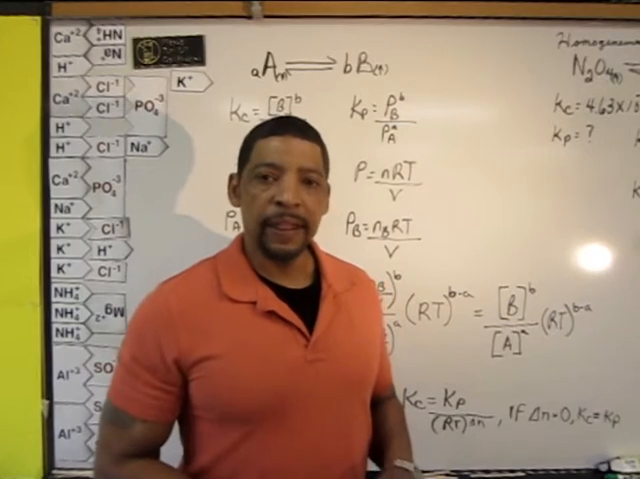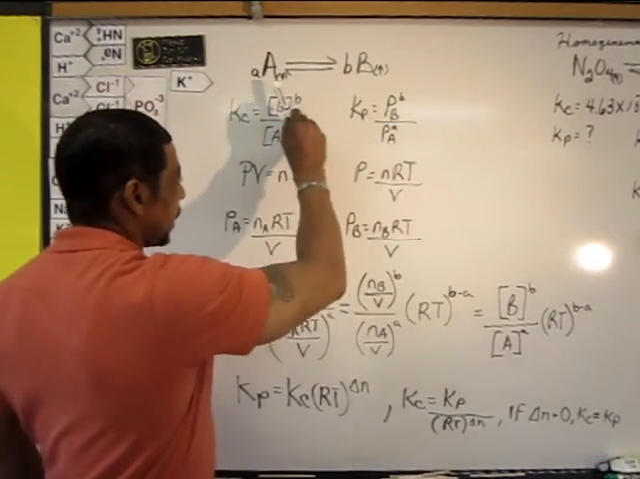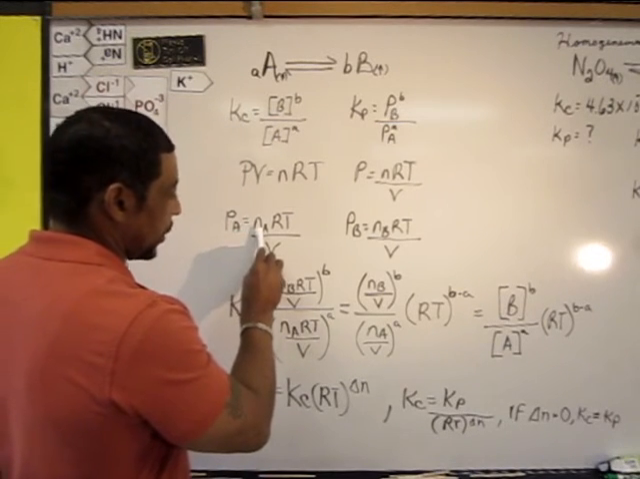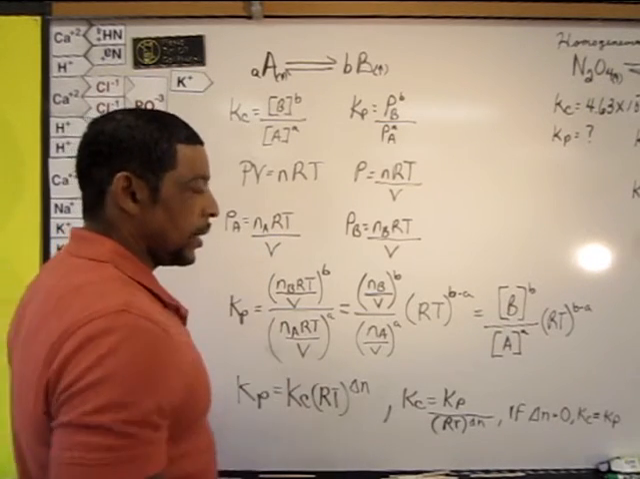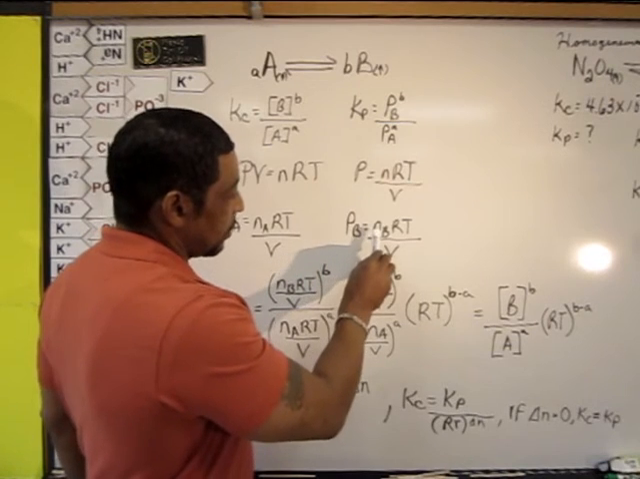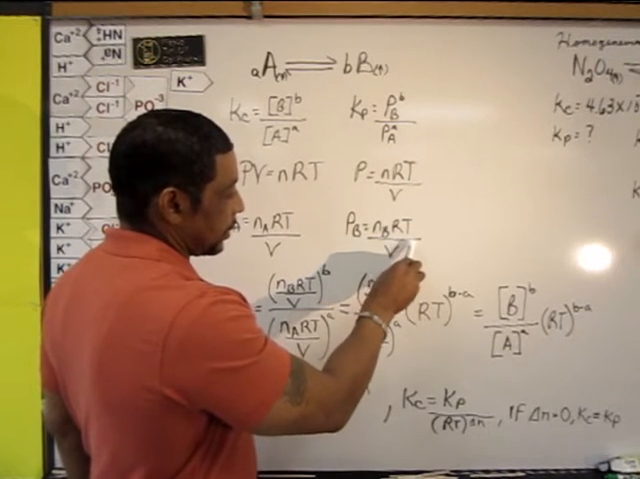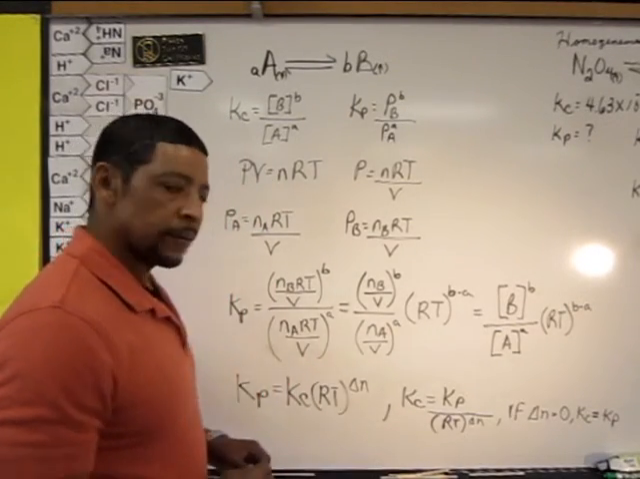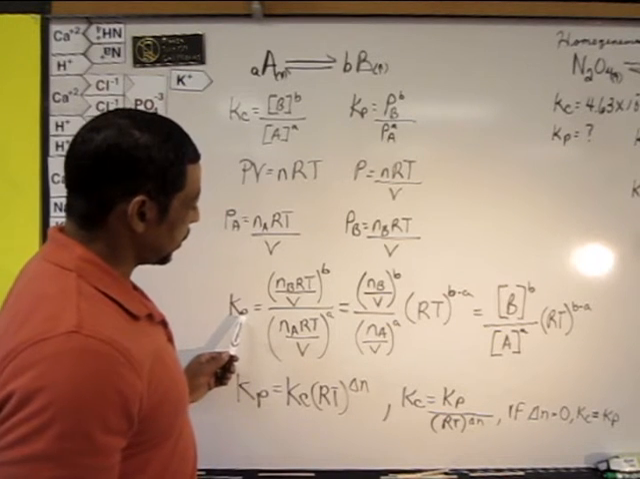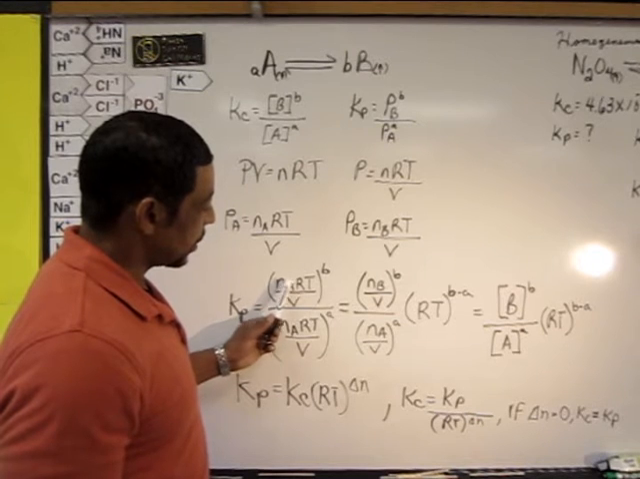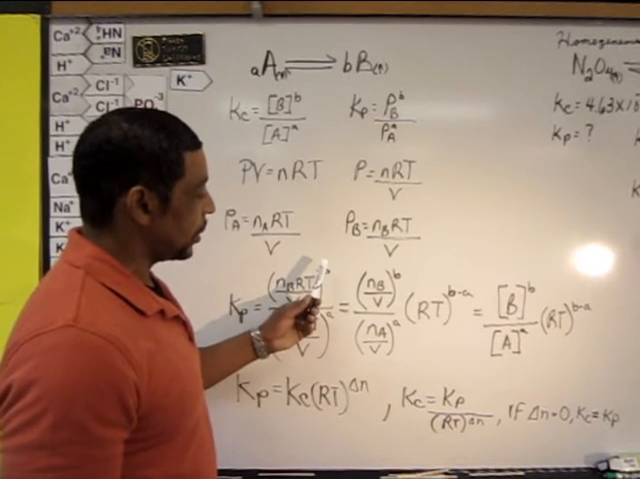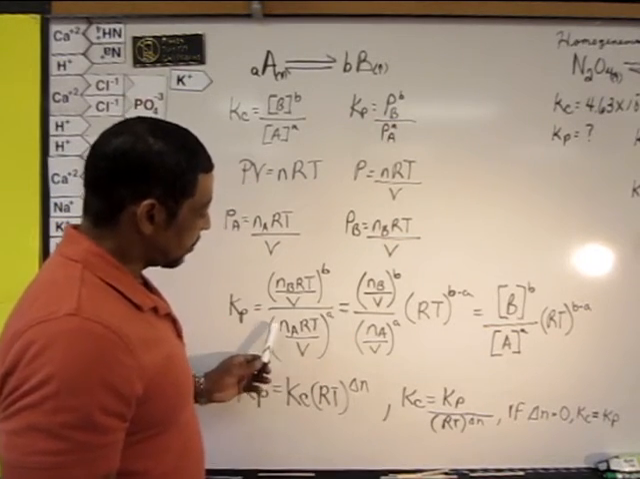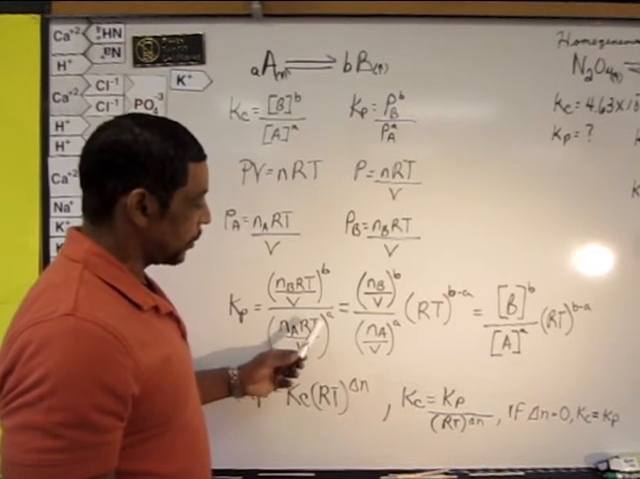Now applying the ideal gas law to both the products and reactants will generate the following relationships, where the partial pressure of A is equal to moles of A times RT over V, and the partial pressure of B will be moles of B times RT divided by V. Now inserting this information into the Kp expression will yield the following, where Kp is equal to moles of B, RT over V, raised to the b power, divided by moles of A, RT divided by V, raised to the a power.